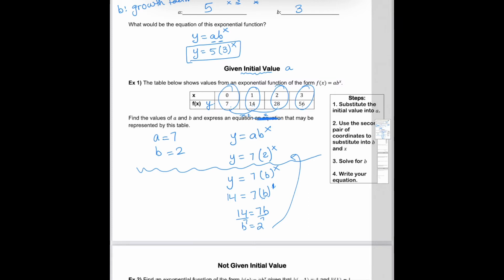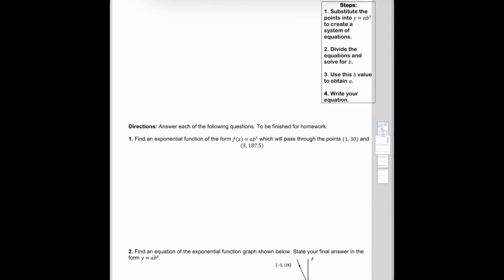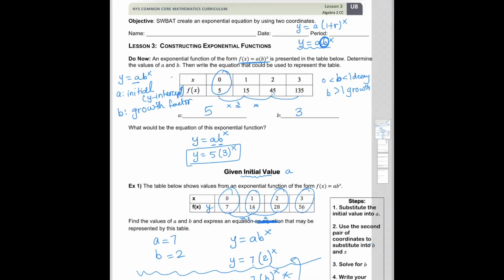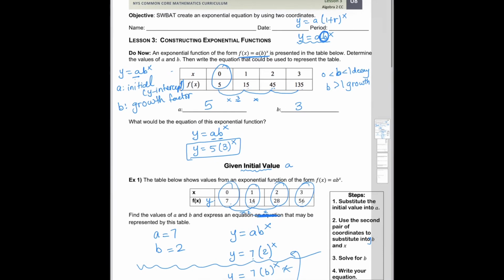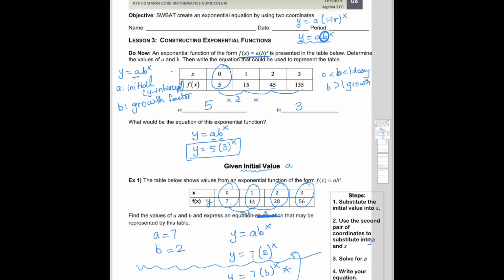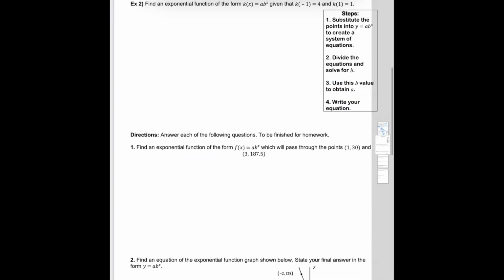It says substitute the initial value into a. So that's what we did. We substituted the initial value into a right here, right? And then use the second pair of coordinates to substitute it into b and x, which is what we did. Solve for b and write the equation. Actually, it should be substituted into y and x. That would confuse you. Substitute into y and x, right? Because that's what we substitute. We substitute y with 14 and x with 1, and we solve for b. And write your equation. That's what we are trying to get to.